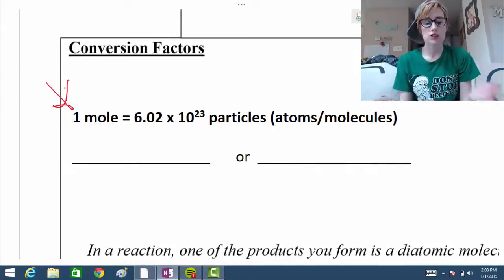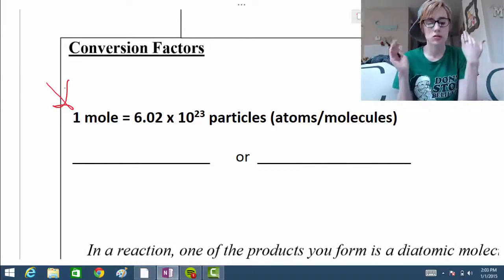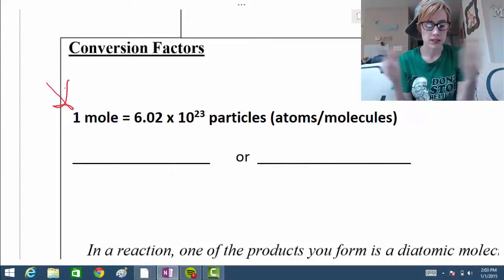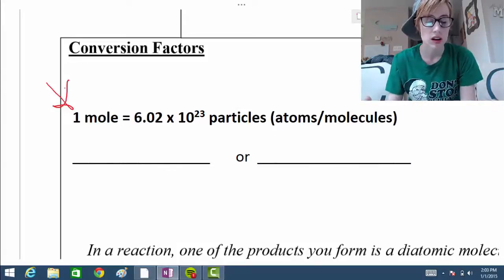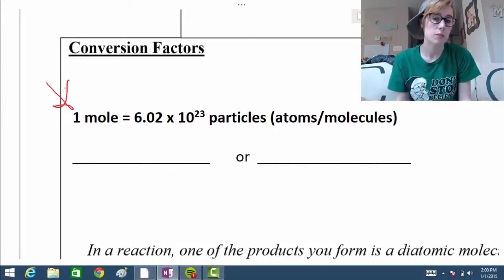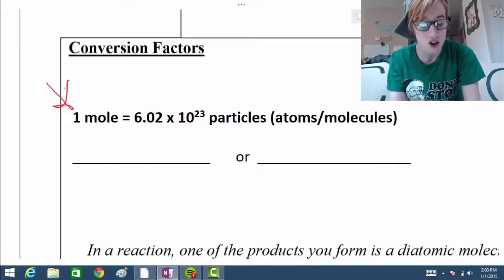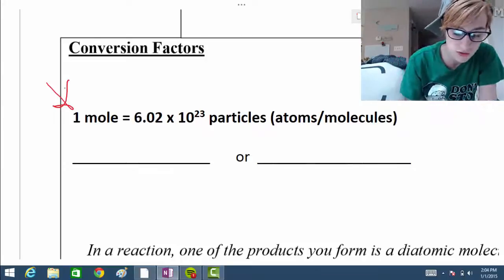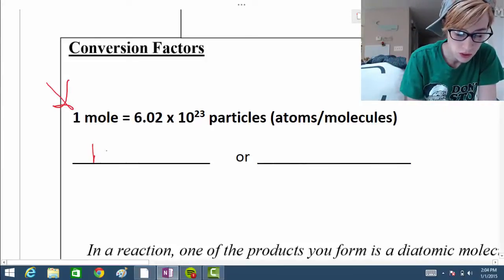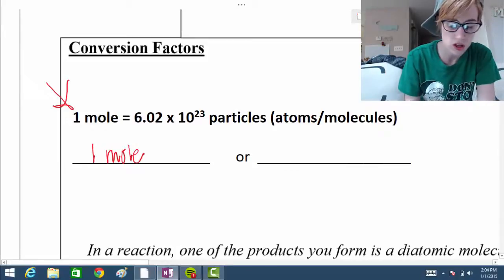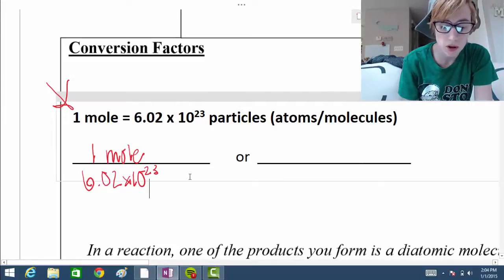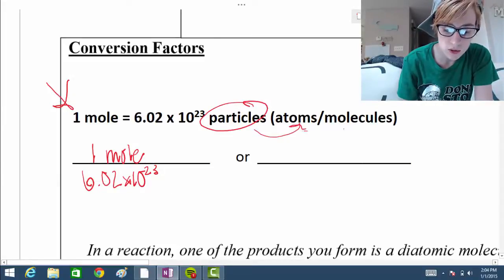So conversion factors are equations. 1 mole equals 6.02 times 10 to the 23rd particles. That's an equation. Well, we can set up equations like fractions. In fact, we have to set up our conversion factors as fractions so that we can use them in our T-chart method. We can set up this conversion factor like so. 1 mole can be on the top of the fraction, and we can put 6.02 times 10 to the 23rd particles, which, by the way, particles just stands for atoms or molecules.